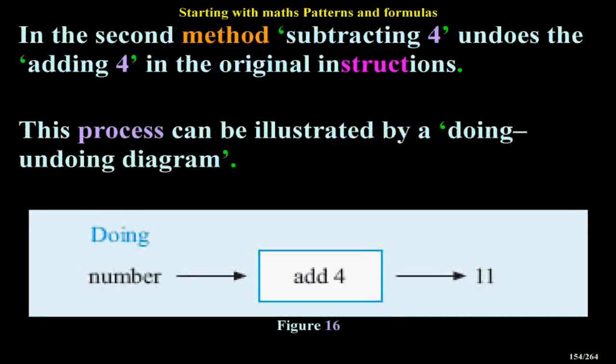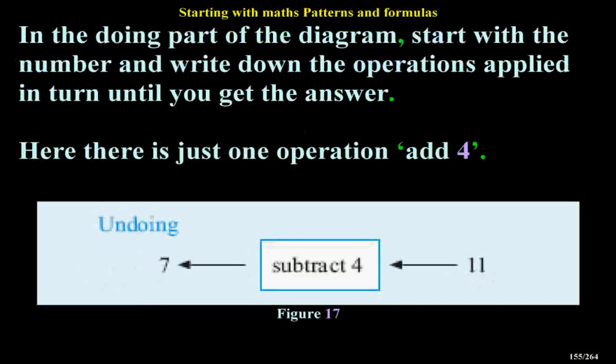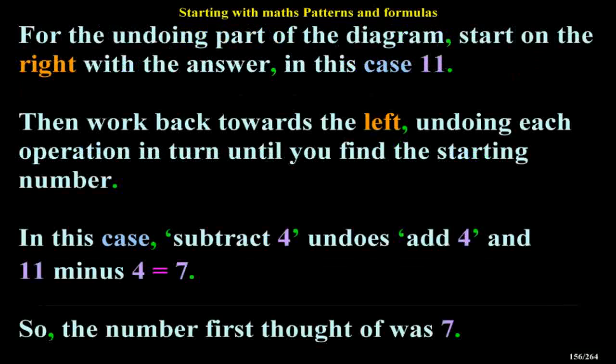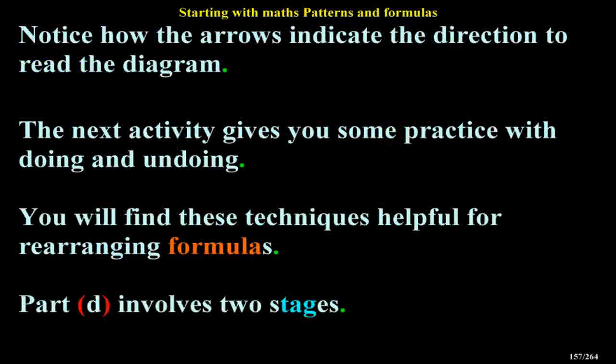This process can be illustrated by a doing-undoing diagram. Figure 16. In the doing part of the diagram, start with the number and write down the operations applied in turn until you get the answer. Here there is just one operation, add 4. Figure 17. For the undoing part of the diagram, start on the right with the answer, in this case 11. Then work back towards the left, undoing each operation in turn until you find the starting number. In this case, subtract 4 undoes add 4, and 11 minus 4 equals 7. So, the number first thought of was 7. Notice how the arrows indicate the direction to read the diagram.